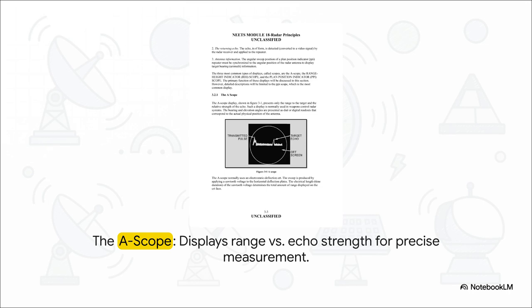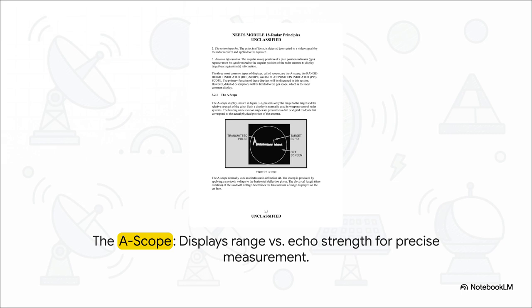If you look at the diagram, that horizontal line represents distance, or what we call range. See that vertical spike, that blip? That's the echo bouncing off a target, and how tall it is tells you how strong the echo is. The big takeaway here is that the A scope is all about precision. It's perfect when you need the exact distance to one single target, which is why it's so critical for things like weapon control systems.